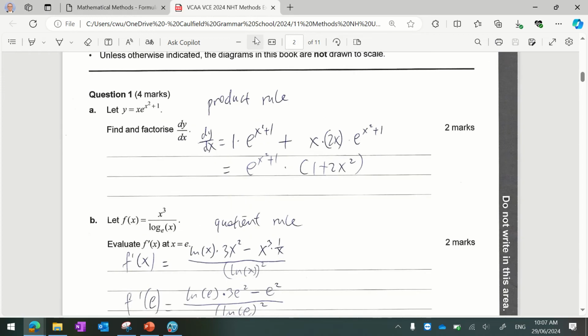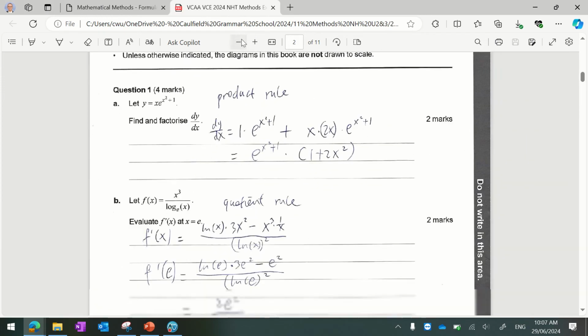Let's begin. The first question is a calculus question, a typical starting question for VCAA. It is just asking you to differentiate a function. Over here, we are meant to use product rule because the function is composed of a function x multiplying another function, which is an exponential function. So when you have a function multiplying another function to make the whole function, you differentiate it using product rule. Here is the working out.